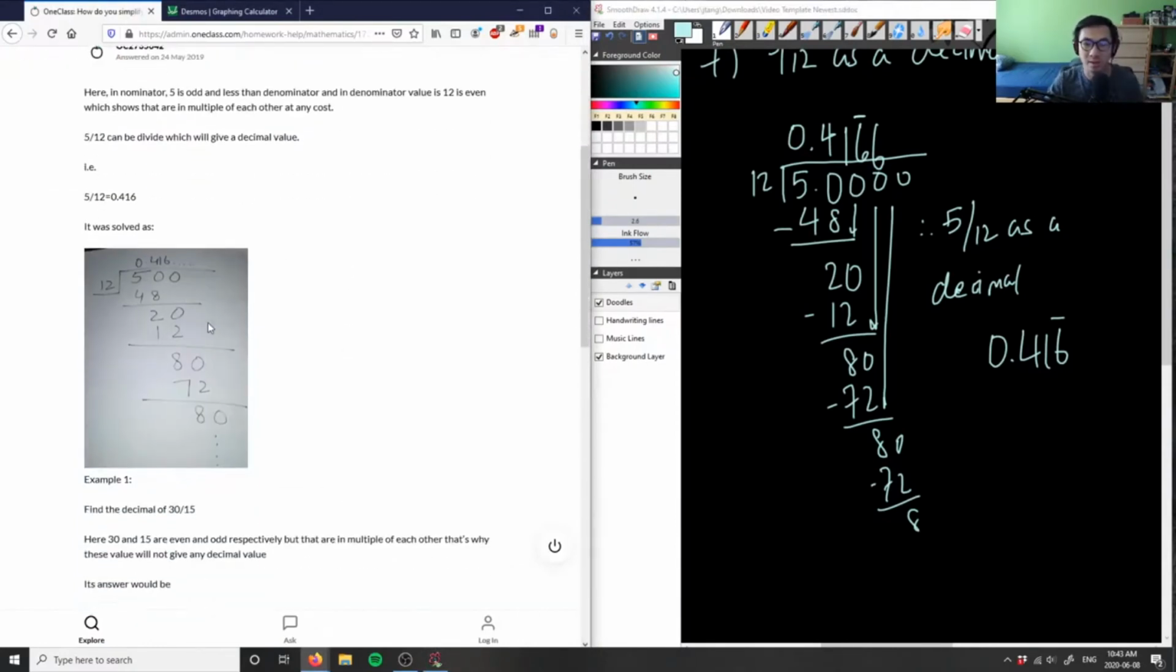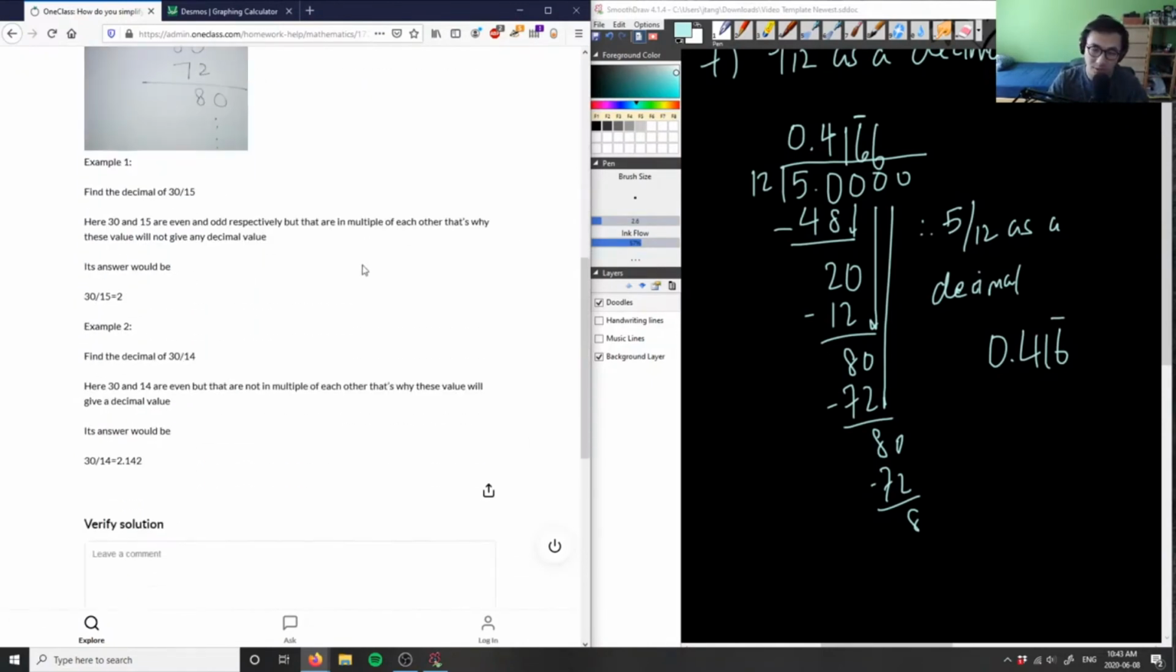And the dots here represent that it's going to be a repeating decimal. So the solution here is correct.